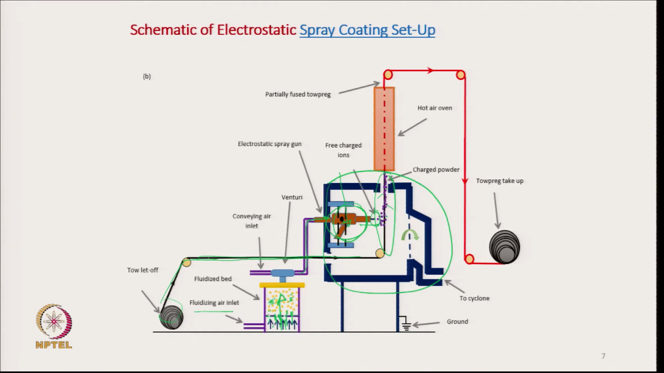That is why immediately after that, a hot air oven is used, where the polypropylene particles are melted and then partially fused. The tow preg is then wound on a package, and finally the tow preg is formed. Now, let us see the video of this system.